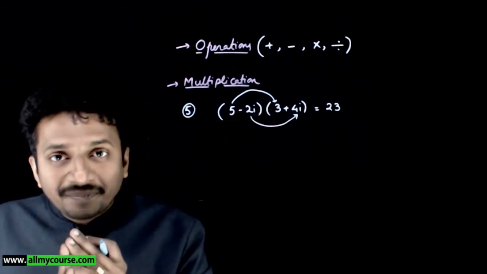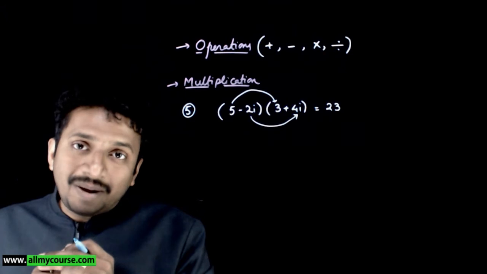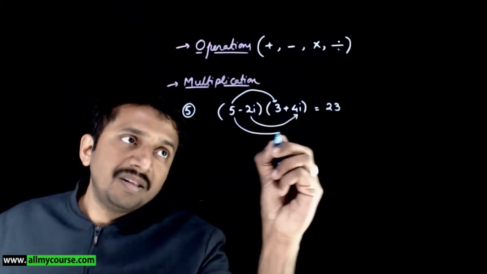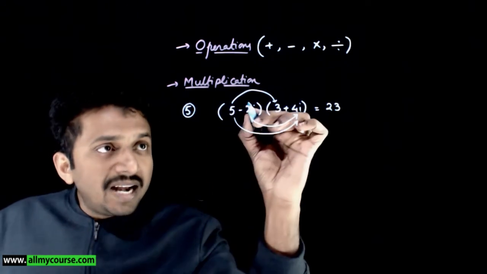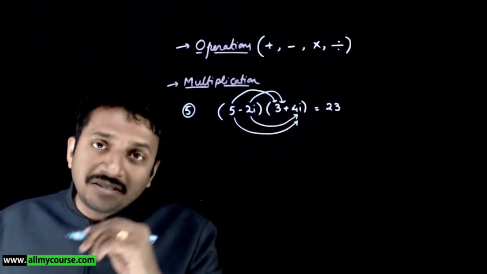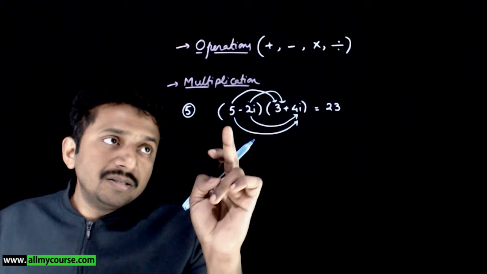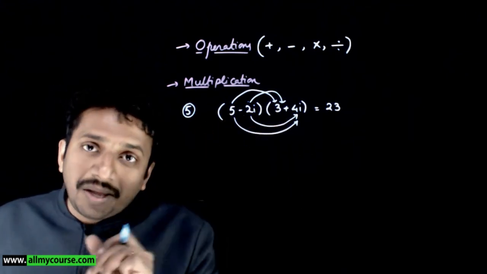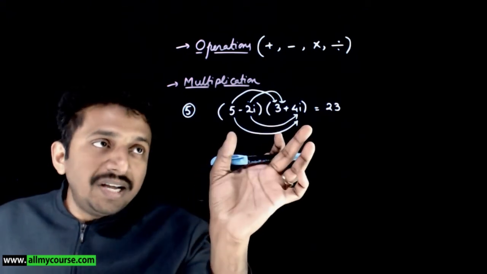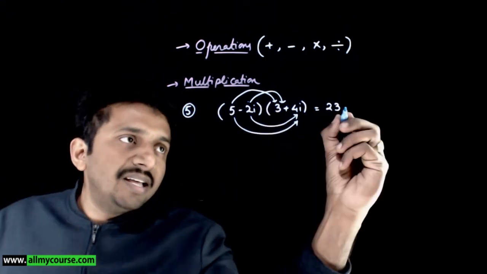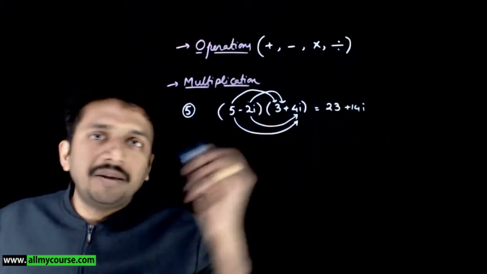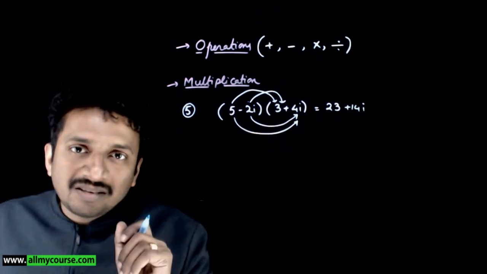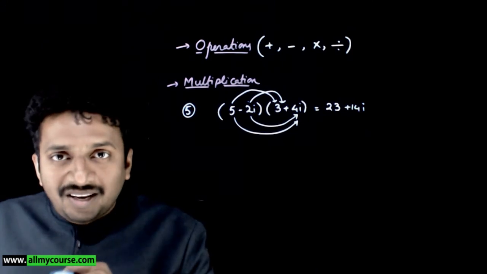Now if you want the imaginary part, if you take real here and imaginary here, this gives you an imaginary number, and imaginary here and real here, this gives you an imaginary number. So 5 times 4i, 20i. 3 times minus 2i, minus 6i. 20i minus 6i is 14 times i. So if you practice multiplication like this, it will be over very easily in one step.